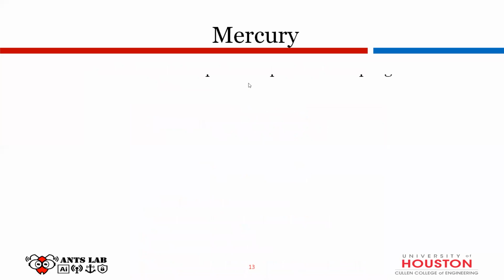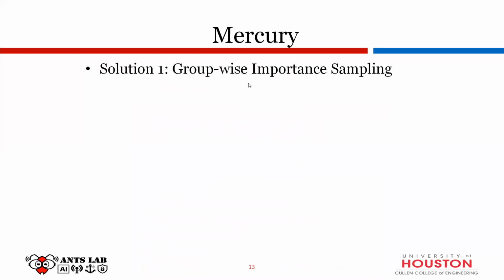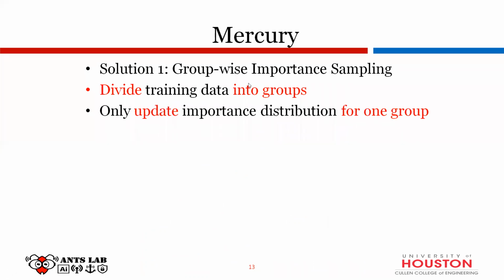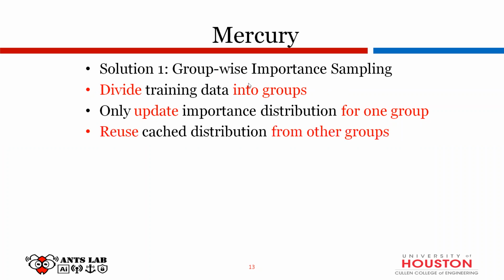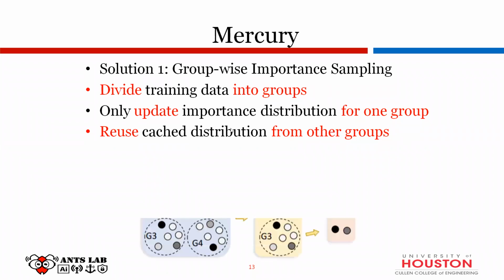And the first solution to this challenge is that we use group-wise importance sampling. What we do is we divide the training data into groups. We only update the importance distribution for one group at a time. So that way, we don't need to compute all the data to look for its importance, and we can reuse the cached distribution from other groups.